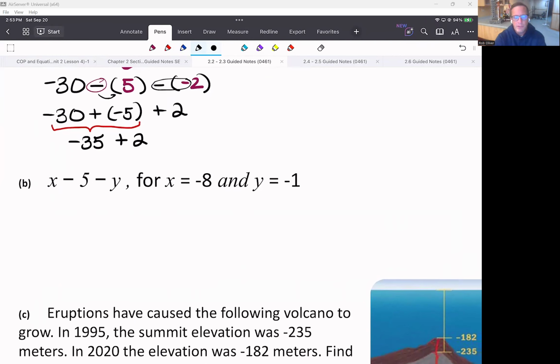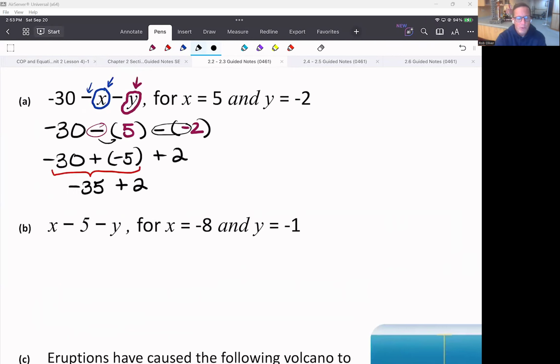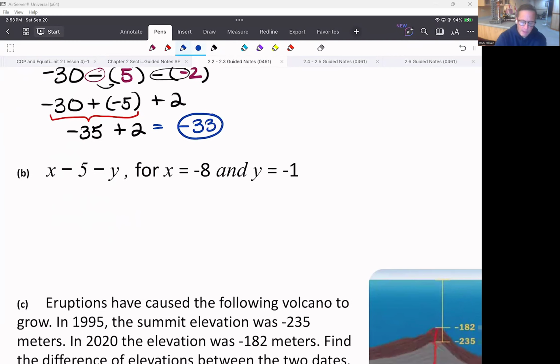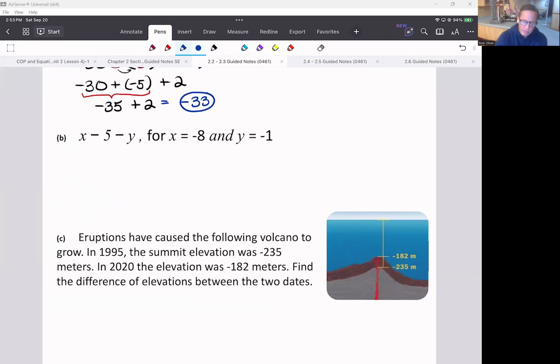Now right there, you have different signs. So you're going to subtract those because one's positive, one's negative, and the negatives win. So it's going to come out to be -33. -33 for that one.